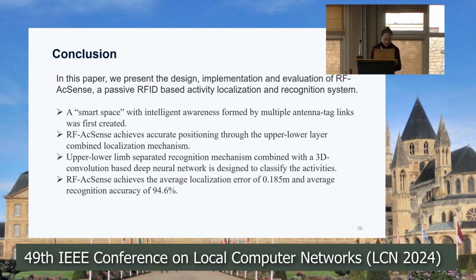And RF-AcSense achieves an average localization error of 0.185 meters and an average recognition accuracy of 94.6%.